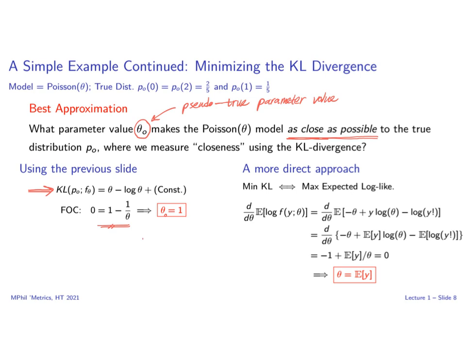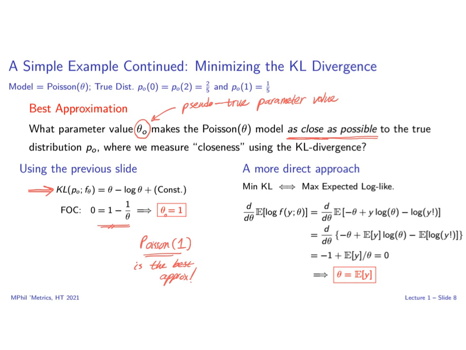The best possible Poisson distribution for approximating this true but unknown to us distribution of y, where p naught of 0 is equal to p naught of 2 is 2/5, and p naught of 1 is 1/5, is theta equals 1.